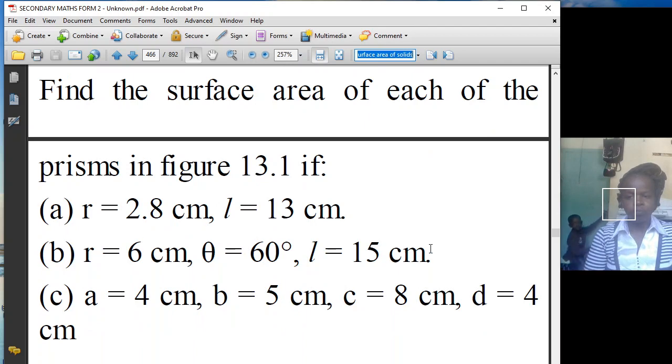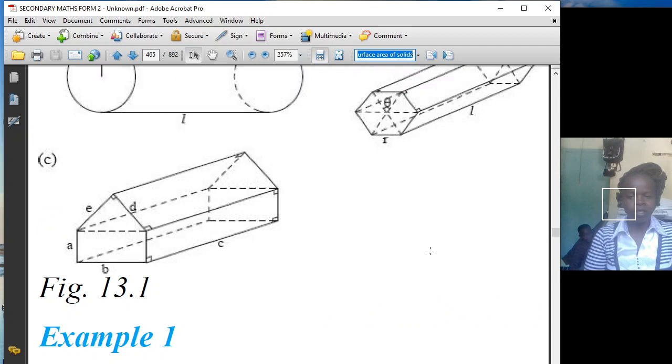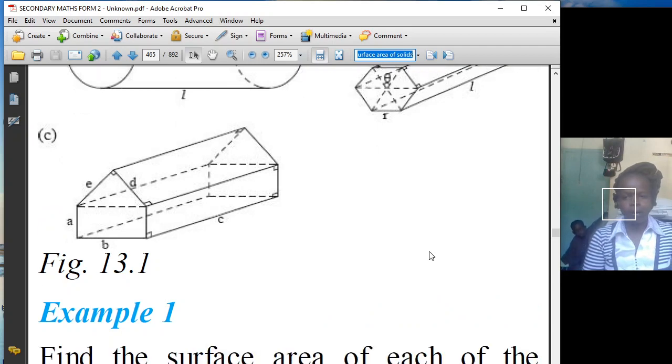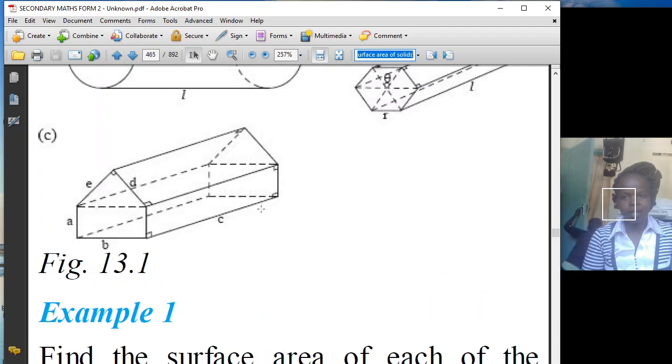Then the third example, for the third example here, where we have this figure with different faces. It is a prism because this cross section here is uniform. It is similar to the other end, so it forms a uniform cross section.